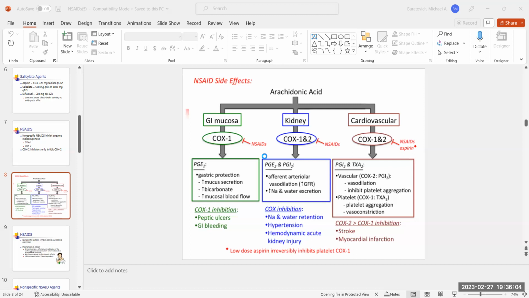So they get used for fever, mild pain, chronic pain, typically arthritis pain, rheumatoid arthritis or osteoarthritis. They decrease inflammation. In the case of low-dose aspirin, they can prevent heart attack or stroke. Except for COX-2 inhibitors, they actually make it worse.